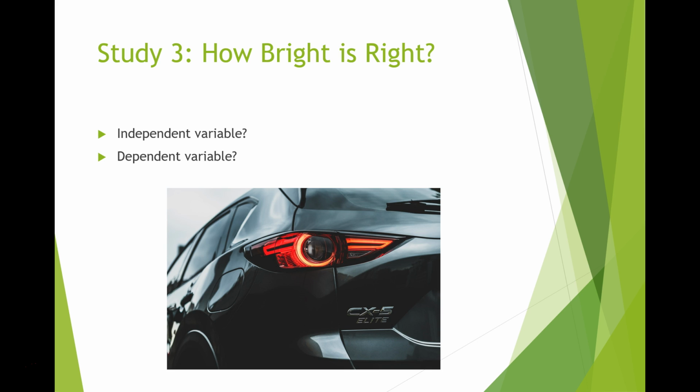An automobile manufacturer wants to know how bright brake lights should be to minimize the time required for the driver of a following car to brake. What is the independent variable and what is the dependent variable? This one is a more difficult example because fewer details are provided, giving you fewer clues.